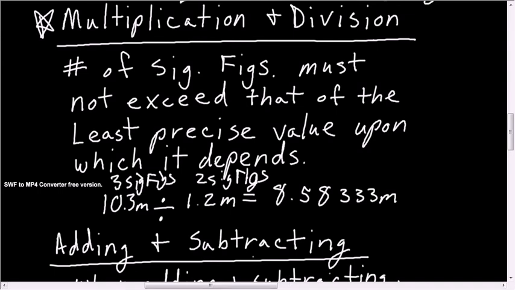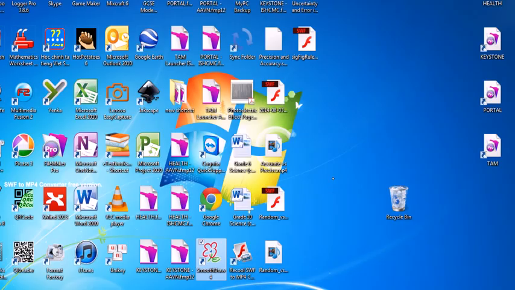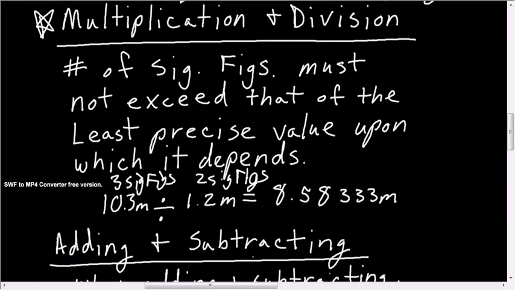So this number, 8.583333 meters, has to be shortened to 2 digits. I have 8 and 5, and I'm going to keep those. My next digit here is an 8, so I'm going to round this 5 up to a 6. And so my real answer is not this, it is 8.6 meters.